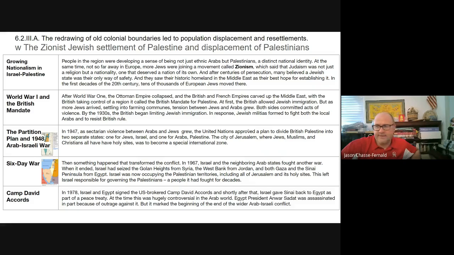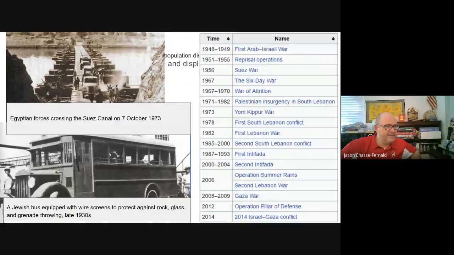And then, of course, there is a decent amount of violence on both sides during this mandate period. Following World War II, you're going to see the partition plan. Then you're going to see the Arab-Israeli War, or the Israeli War for Independence, depending upon your perspective. Then you're going to see a series of other events, kind of running through.